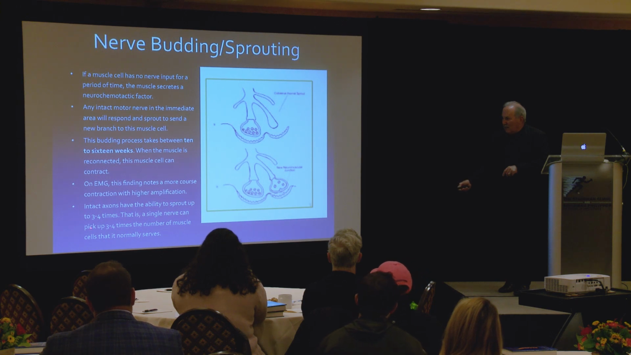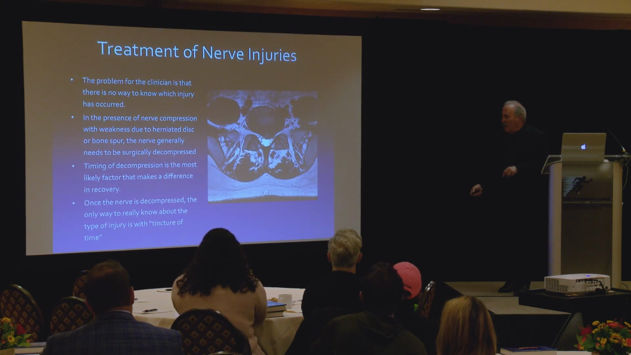That is, a single nerve can pick up 3 to 4 times the number of muscle cells that it normally serves. So you can bud and you can recover. But the problem we have, hopefully it's on my next slide: we don't know exactly what the injury is.